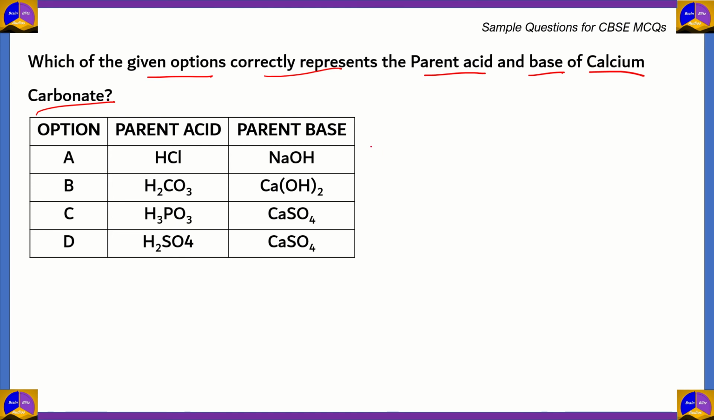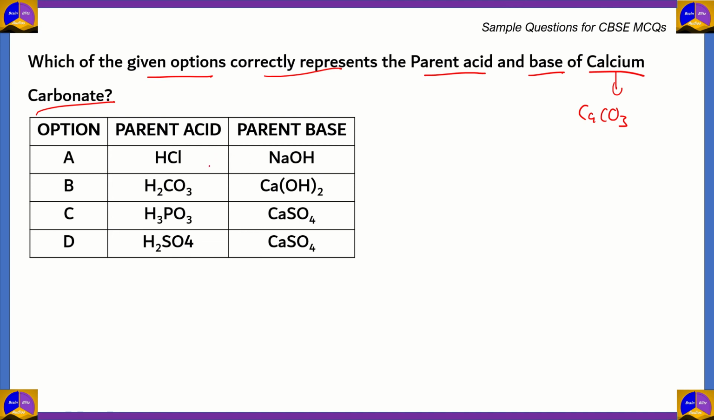So, how do we solve this question? Well, first let's find out what calcium carbonate is. Calcium carbonate has the chemical formula CaCO3. So, we need to find out which of these acids and bases react together to form CaCO3.